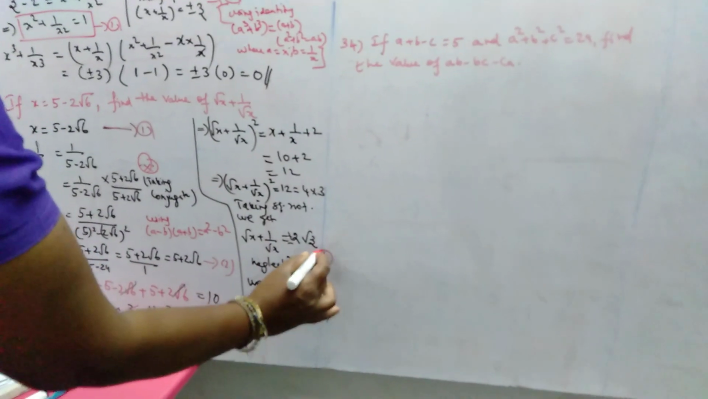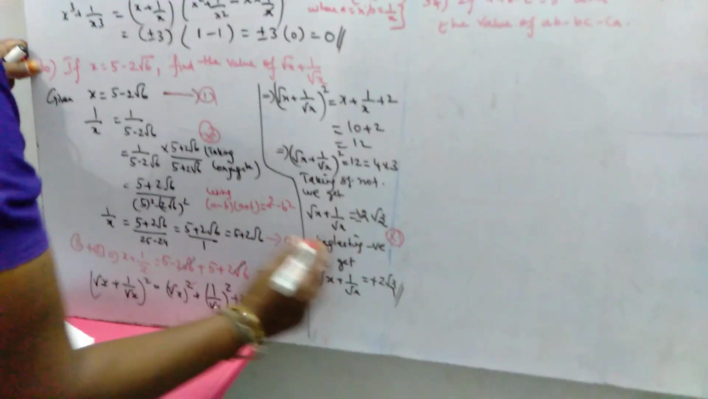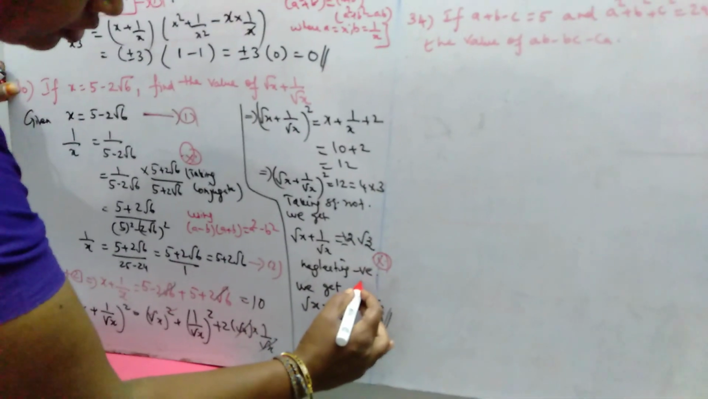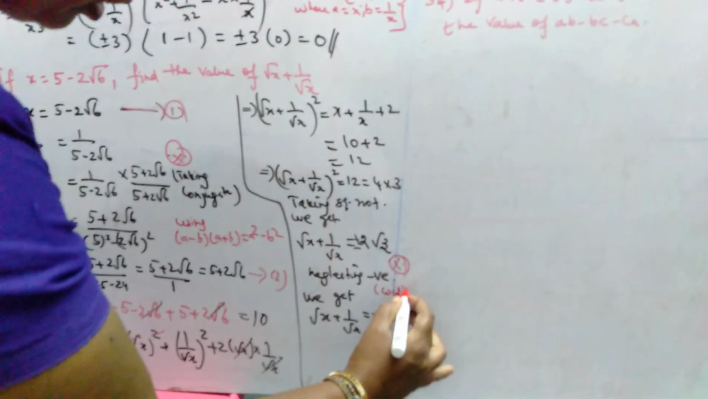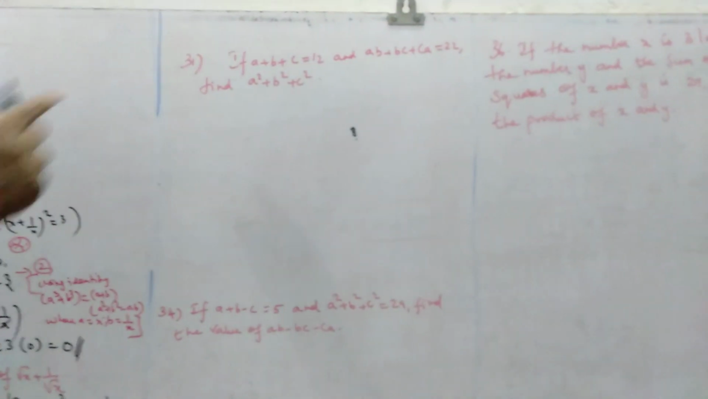Here, why we are neglecting this negative term is, it will satisfy the condition because it is the condition related to the question. Right? Okay. Then next, question number 31.